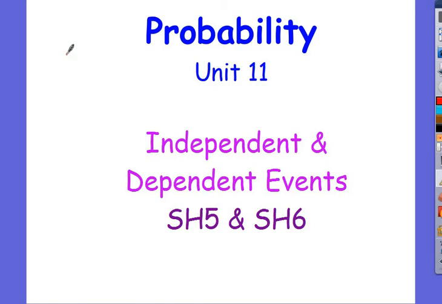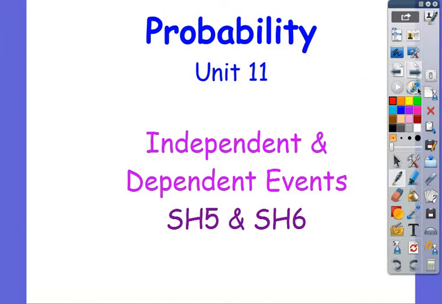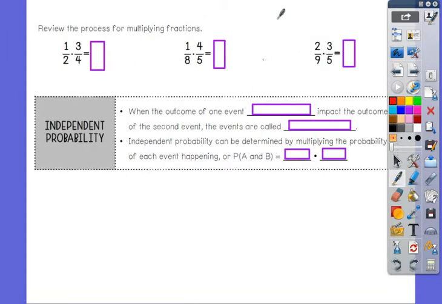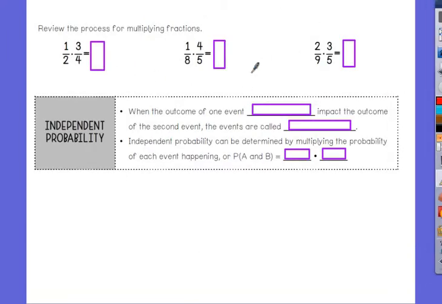This is independent and dependent coming from student handout 5 and student handout 6. Student handout 5 talks about independent first, so we'll go into that. First, we're going to review a little bit of multiplying fractions, simple stuff here.